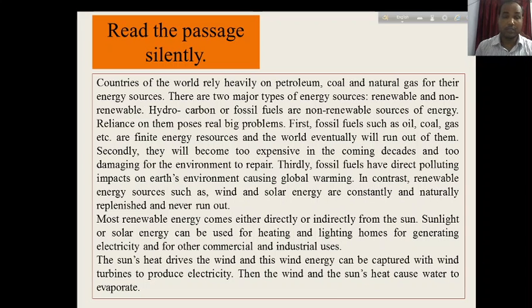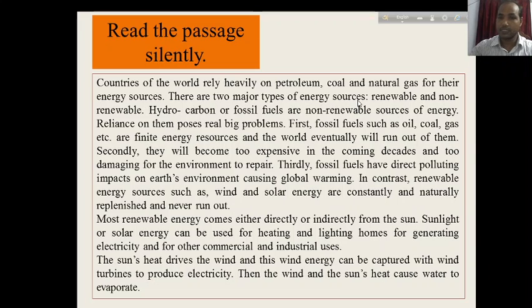You have understood the meaning of these new words. Now we have to read the text and understand the text. So stay with me and enjoy the class. Countries of the world rely heavily on petroleum, coal, and natural gas for their energy sources. There are a lot of countries on the earth, and most of them heavily depend on petroleum, coal, and natural gas for their energy sources, which is very essential to us.